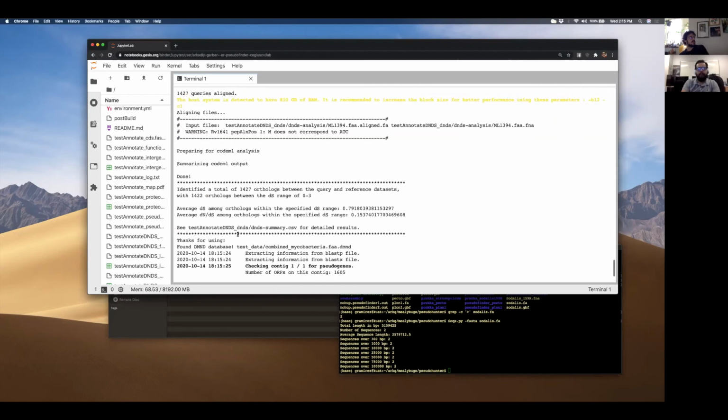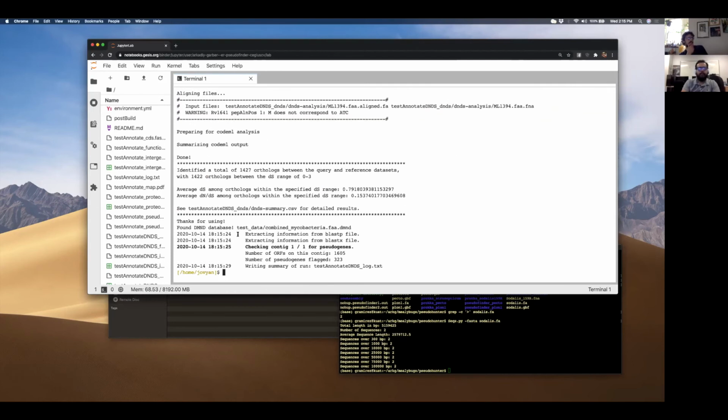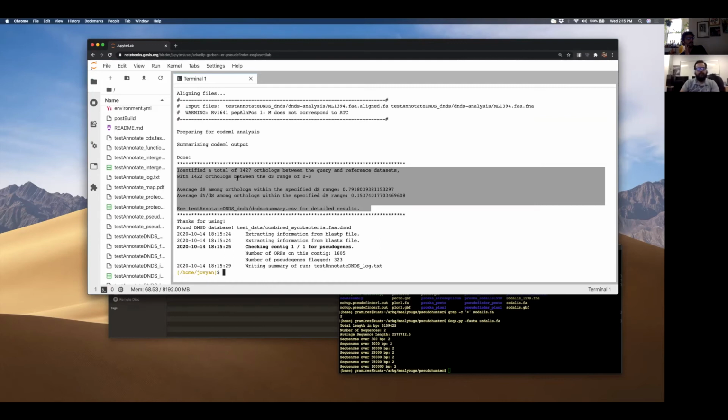So this just finished, and we see here a quick summary of the selection, the dN/dS analysis, and we see that it found about 1,400 genes within the dN/dS range, the recommended range of 0.0. Actually, it should be 0.0013. Change this.